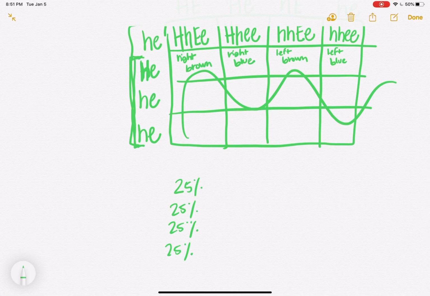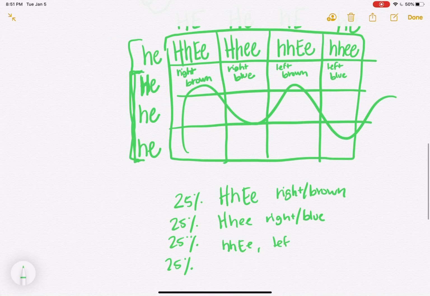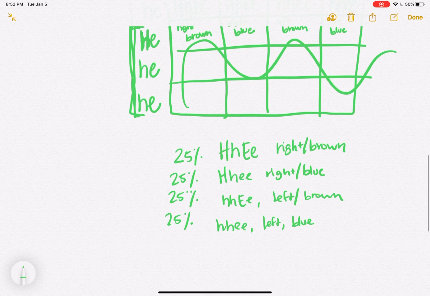Okay, and we have to give the genotypic and phenotypic ratio. So I'm just going to write just what I have in my Punnett square. I'm getting a little sloppy, sorry. Okay. And that is how I would solve that second problem.